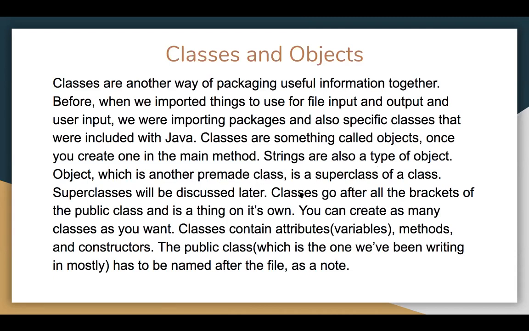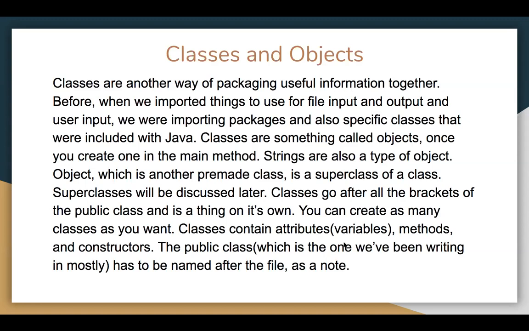Okay, going on. Classes go after all the brackets of the public class, and it's a thing on its own, so I can point it out in a second. You can create as many classes as you want, and that's the general rule with Java, usually. Classes can contain attributes, variables, methods, and constructors. Constructors, you'll also see in a second what they are.